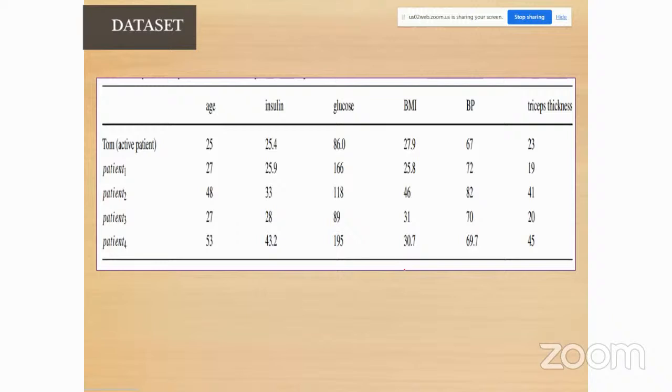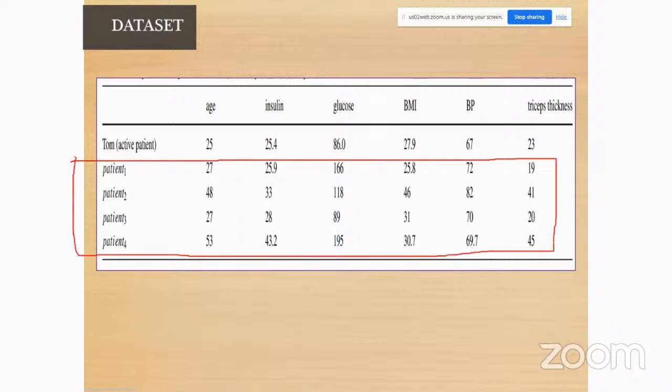Drugs means tablets. What type of tablets we have to recommend to the customer based on the symptoms of the patient. In this data set, we can see the attributes or columns: age, insulin, glucose level, BMI (body mass index), BP (blood pressure), and thickness, fat level. These are the parameters we have considered for the patients. Now we have four patients with historical data. Of course, these patients' data is available as well as their prescriptions. So patient one, patient two, patient three, we have four patients' data available.